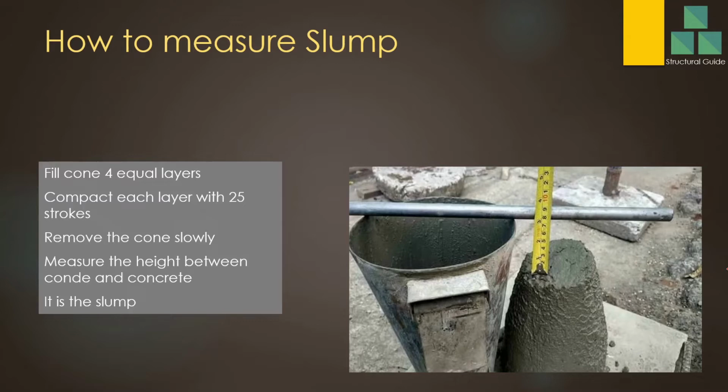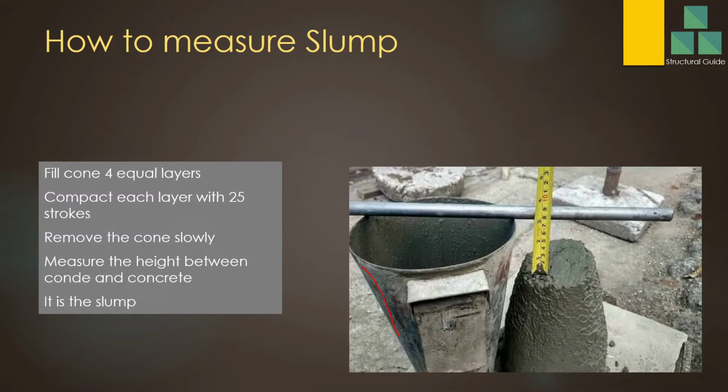How to measure the slump? Now you can see here the cone. This cone is turned around, and we put the concrete into it. We fill the cone in 4 layers, and each layer is compacted with 25 strokes. Once you fill the cone with the concrete, we slowly lift the cone out, turn it around, and put it next to the concrete like this.